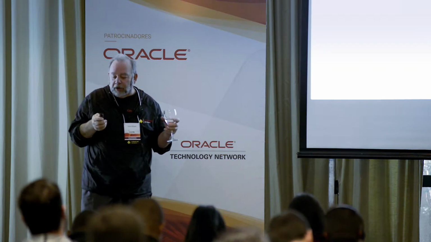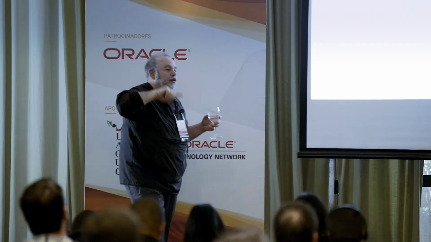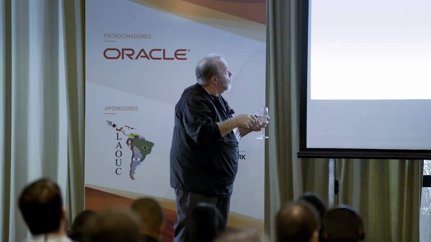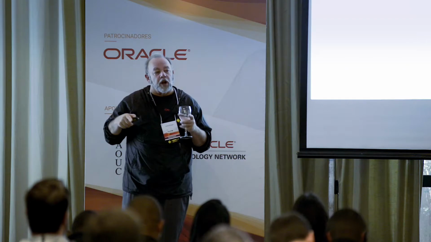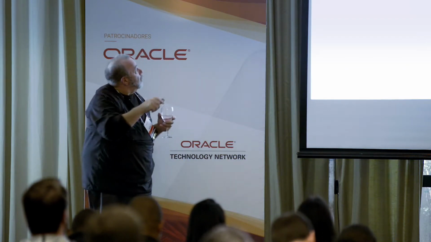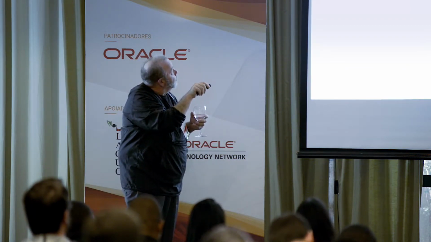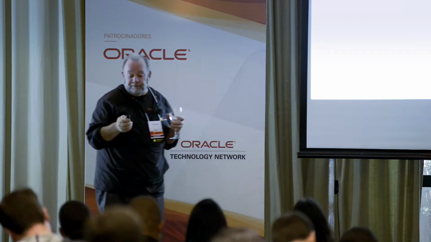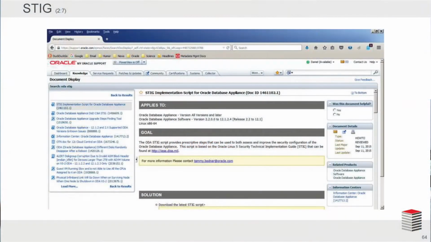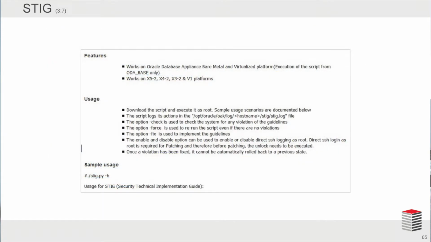Everybody's breaking into everything. But what's interesting is that Oracle support has produced a script that you can use to lock down Linux servers. And these are called Security Technical Implementation Guidelines. They're actually from the US Department of Defense and the CIA. And you can download the script for free from Oracle support, and you can run the script, and it will tell you what all the weaknesses are in your Linux installation, and you can fix them.